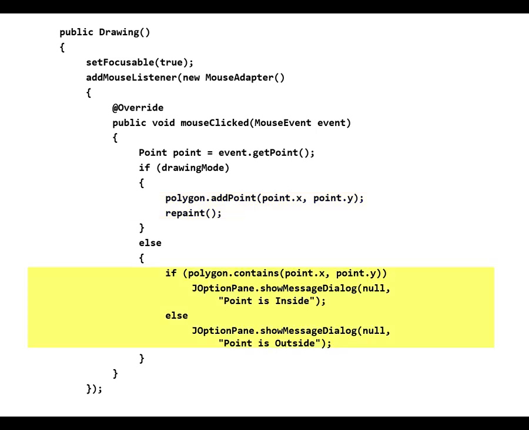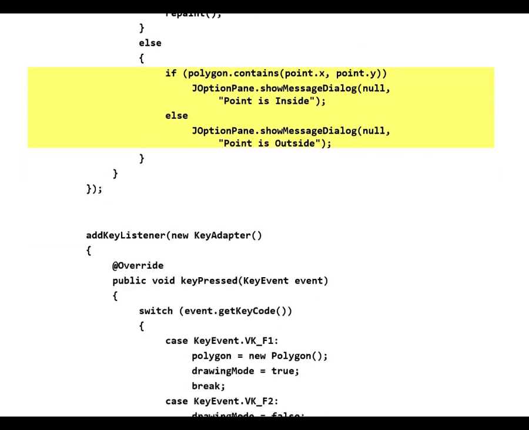When the mouse is clicked in the non-drawing mode, what happens instead is the method contains is invoked on the polygon object, passing in the point where the mouse was clicked. It returns whether that point is inside the polygon. A JOptionPane window is displayed, indicating whether or not the point is inside.